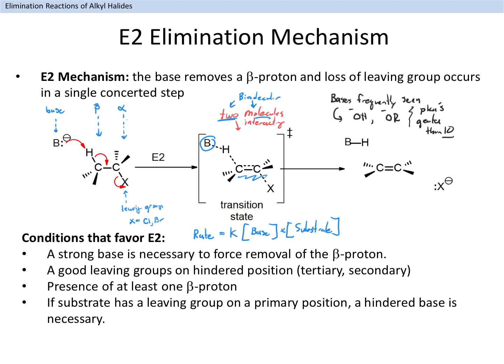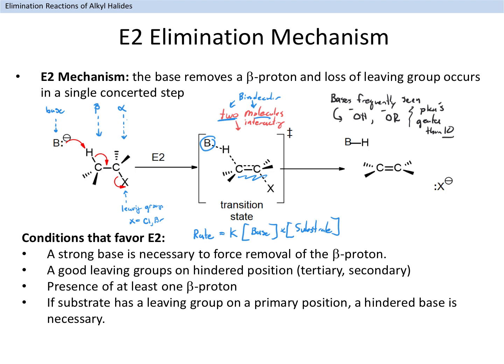A good leaving group can stabilize the negative charge once it departs, making the elimination process more favorable. When the leaving group is on a sterically hindered position, a nucleophile is not able to form a bond to the alpha carbon because it is shielded by the various substituents. Instead, it is more likely for the reagent to encounter a beta proton and undergo the elimination reaction. The presence of at least one beta hydrogen atom is also essential. Without a hydrogen atom adjacent to the carbon with the leaving group, the elimination process cannot occur.